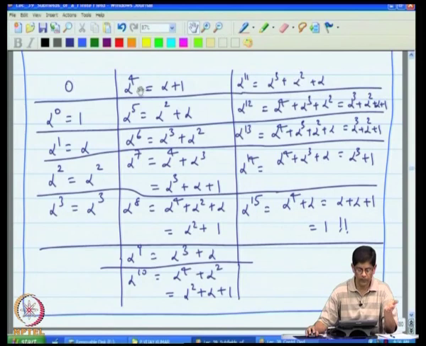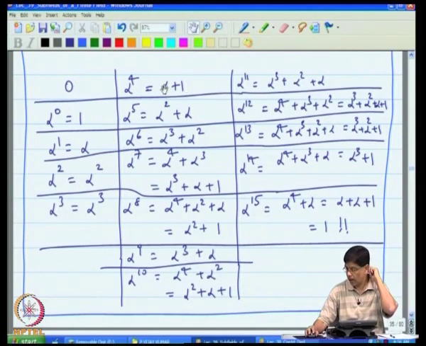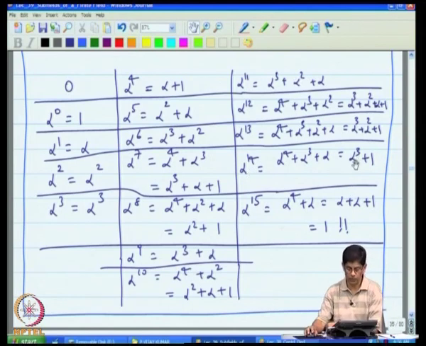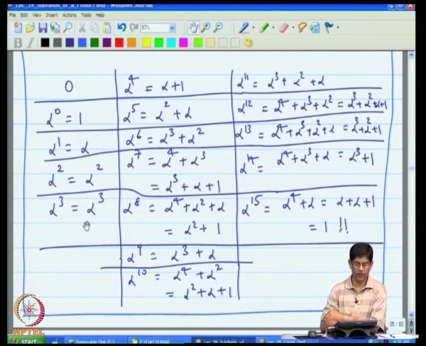1. What will I get if I add 1 to alpha to the 4? 1 plus alpha to the 4 is alpha plus 1 plus 1, the ones cancel leaving you alpha. Okay. So, that means that 1 plus alpha to the 4 is alpha. Similarly, if you add 1 to alpha to the 14, well, alpha to the 14 itself is alpha cubed plus 1. So, alpha cubed plus 1 you want to add 1 to it, then that will get you back to alpha cubed. Okay.